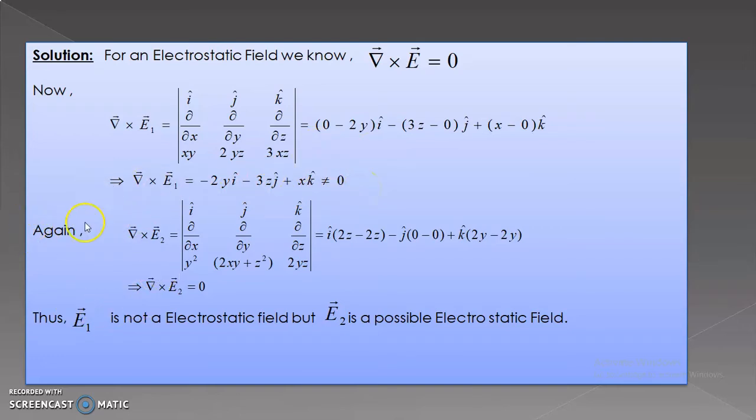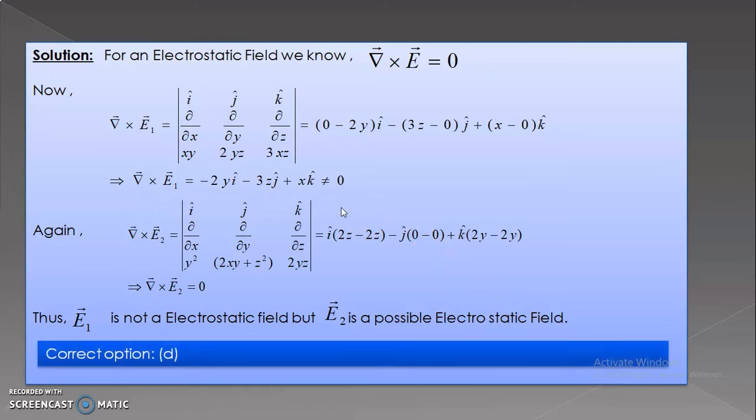Again we calculated the curl of E2 vector. Now here we found that the curl is 0. So we can tell that E1 vector is not an electrostatic field, but E2 vector is a possible electrostatic field. Thus the option will be D, that is E2 is a possible electrostatic field.